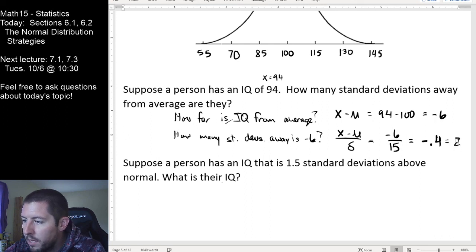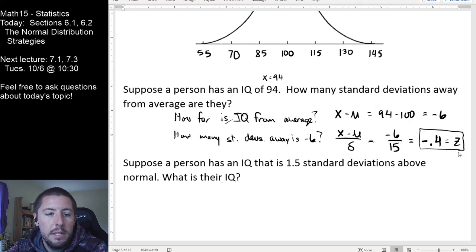And I'm going to call this a letter Z here. You guys just hang on to yourselves with that one. We'll come to this in 1 second. What we have determined is that if you have an IQ of 94, then you are 0.4 standard deviations below normal, because you are 6 IQ points below normal, and with 15 IQ points being 1 standard deviation, we are clearly only about a third of a standard deviation, right? 5 out of 15 would be 1/3 of 1 standard deviation. We're a little bit more than that. So we've got 0.4 standard deviations below normal.